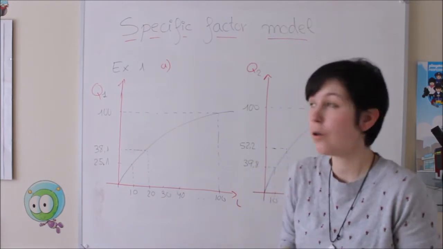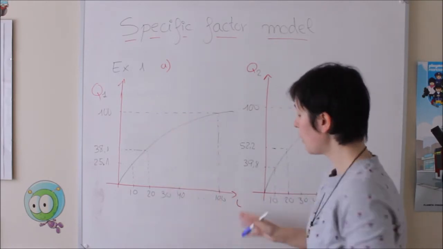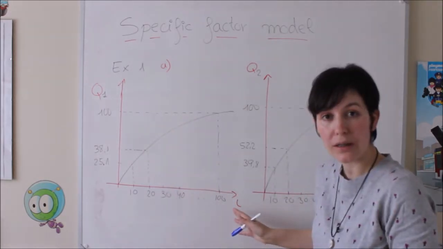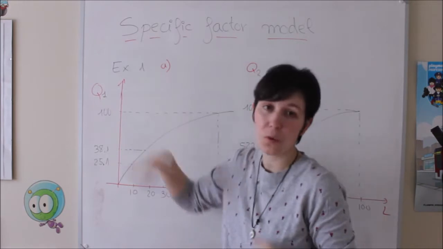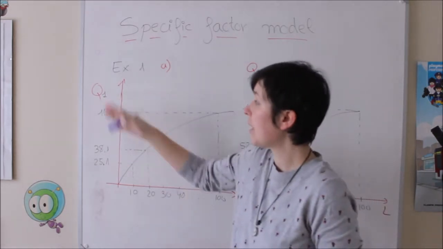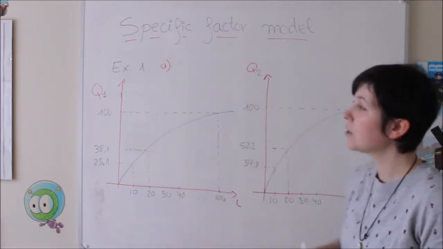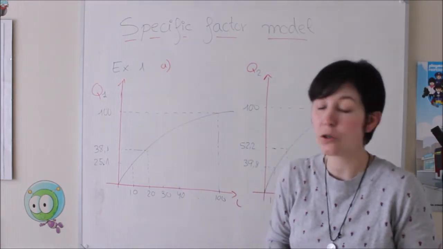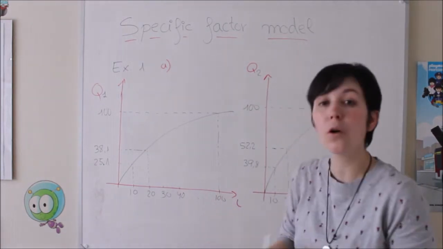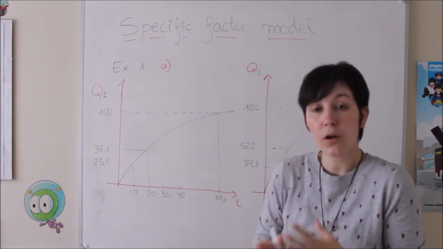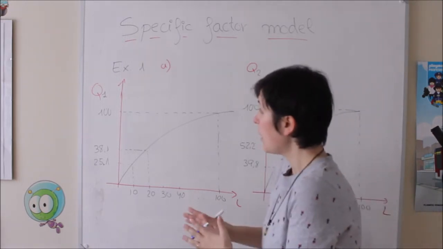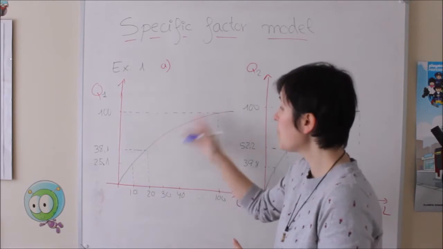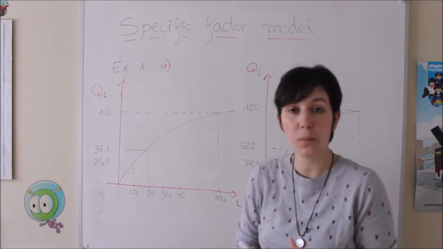To do that, you have to use this kind of graph where here we have the input, that is labor, and here you have the output, so the production. In this case for good 1 and in this case for good 2. You have that information in the table, so the only thing you need to do is draw a graph. You are going to see that the slope of this function is not going to be constant.